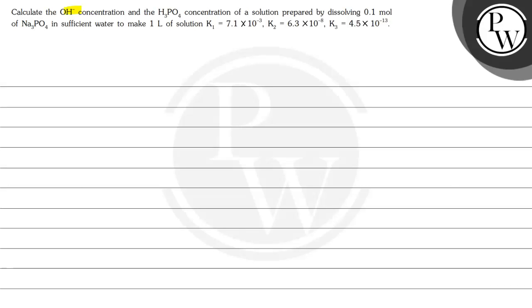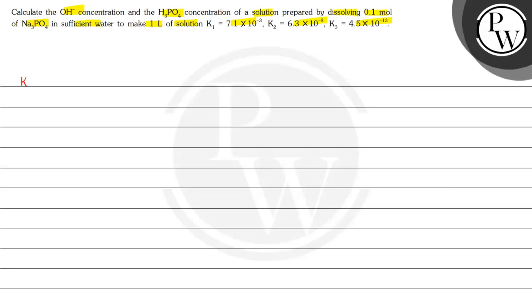Calculate the OH minus concentration and the H3PO4 concentration of a solution prepared by dissolving 0.1 mole of Na3PO4 in sufficient water to make 1 liter of solution. K1 is 7.1 multiplied by 10 raised to power minus 3. K2 is 6.3 multiplied by 10 raised to power minus 8. K3 is 4.5 multiplied by 10 raised to power minus 13.